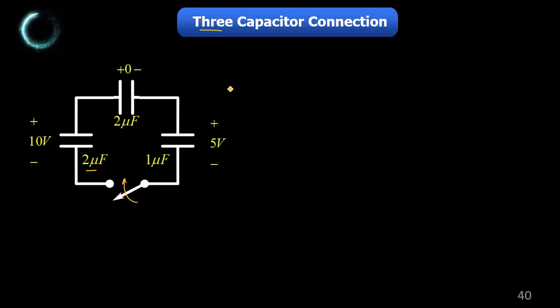So what you have to do is first write the initial charge on the plates. The first 2 microfarad capacitor is uncharged, so it is 0 volt, meaning on this plate there is 0 charge, and on this plate also 0 charge. For the second capacitor there is a 10 volt potential difference and 2 microfarad capacitance, so I can write plus 20 here and minus 20 here, in microcoulombs. Similarly plus 5 and minus 5. Please write the initial charge distribution.